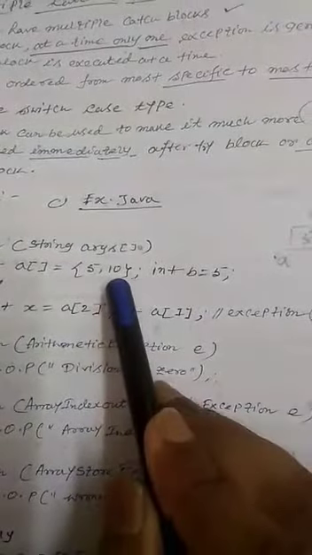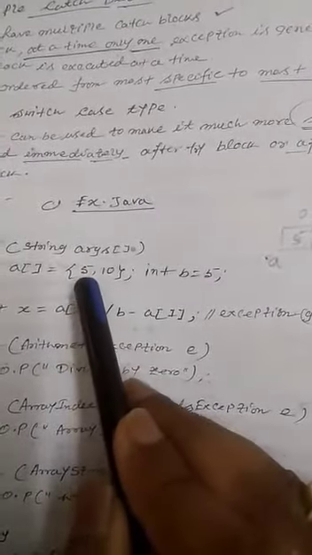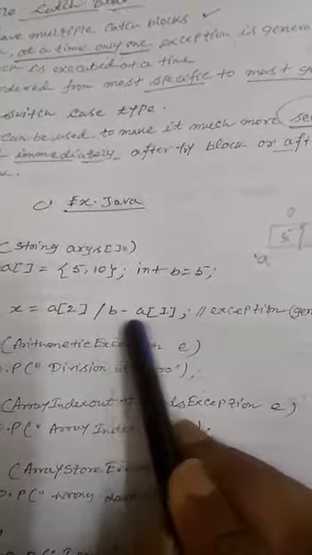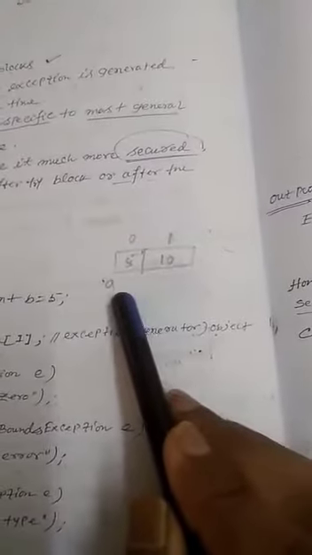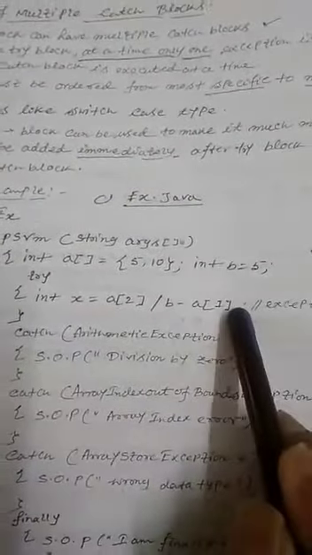So a[1] means that is 10, b equals 5. Fine, b equals 5 and a[1] equals 10. There is no problem here, but the problem lies here because the array has only index 0 and index 1. So this will be the logical error, and there is no syntactical error.